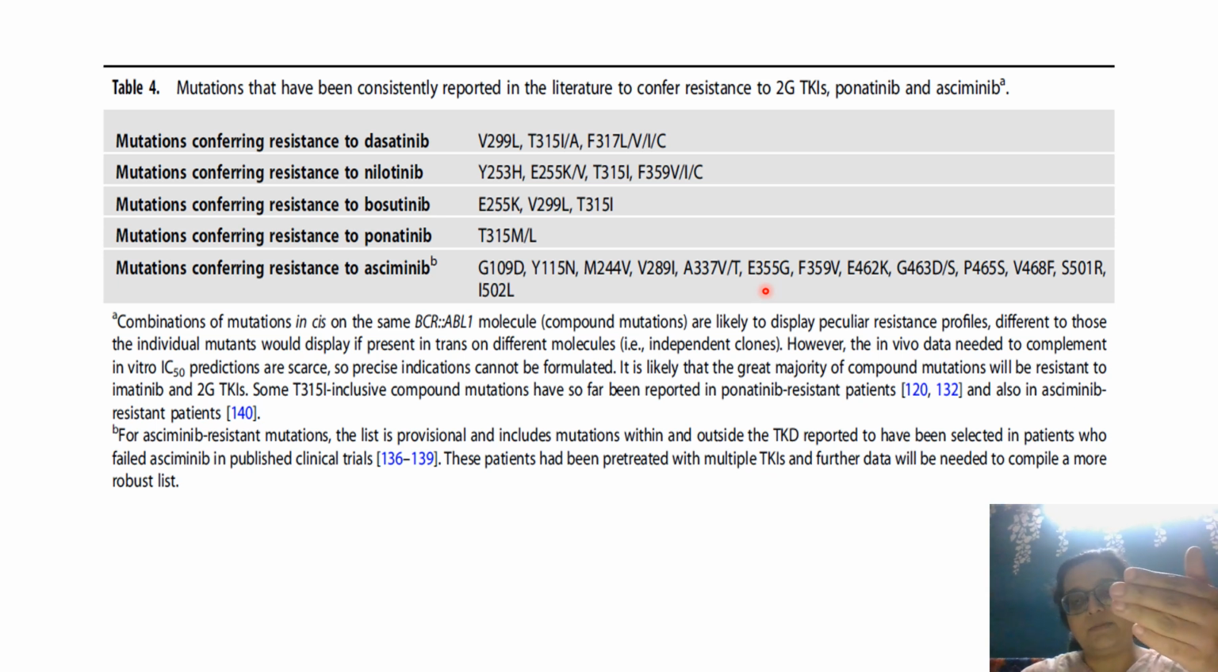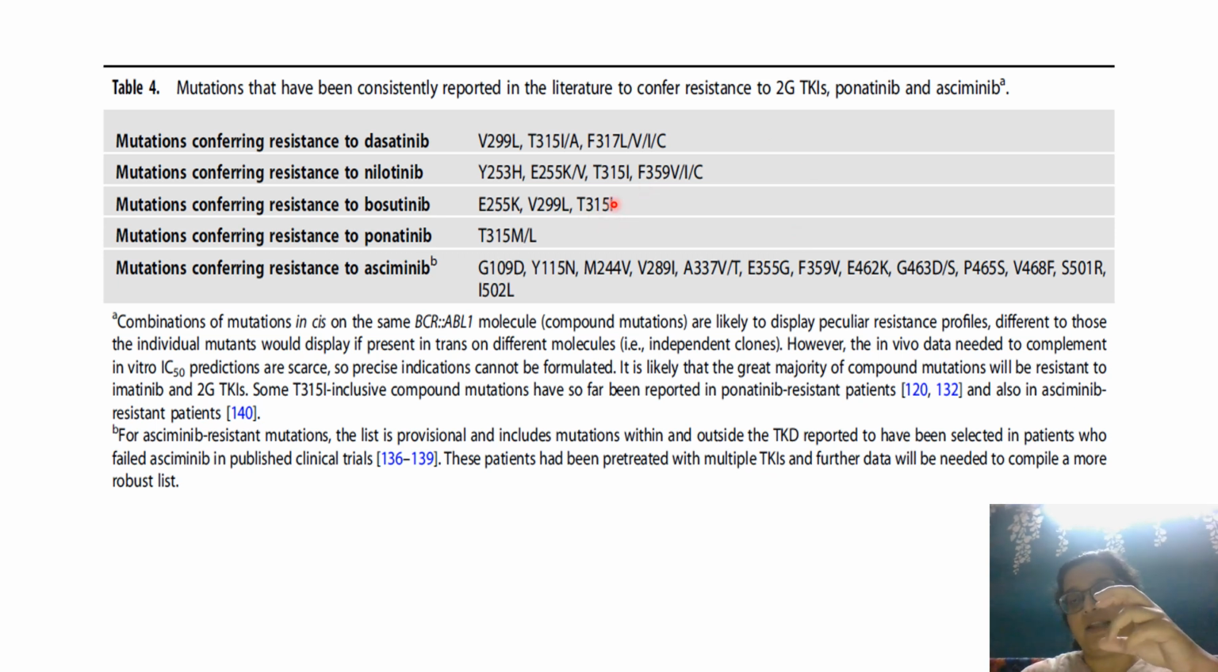So once we have imatinib resistance, we go to the second line, which is your dasatinib, nilotinib, then to the third line, that is ponatinib, and then asciminib is the latest. You don't need to remember sizes. For instance, you just need to remember that T315I is the most important imatinib resistant mutation.